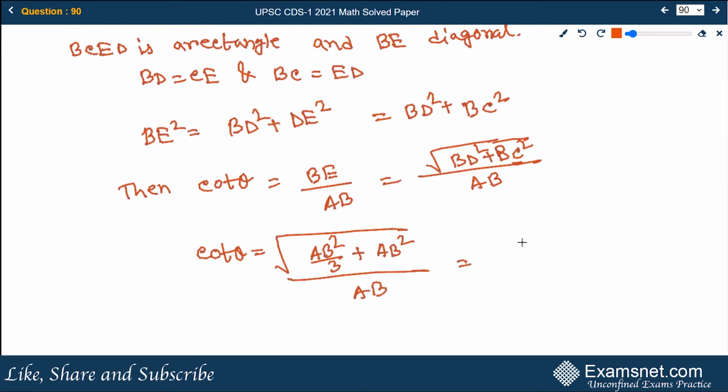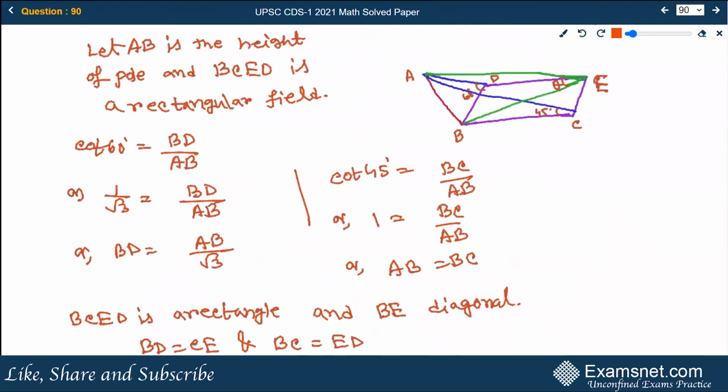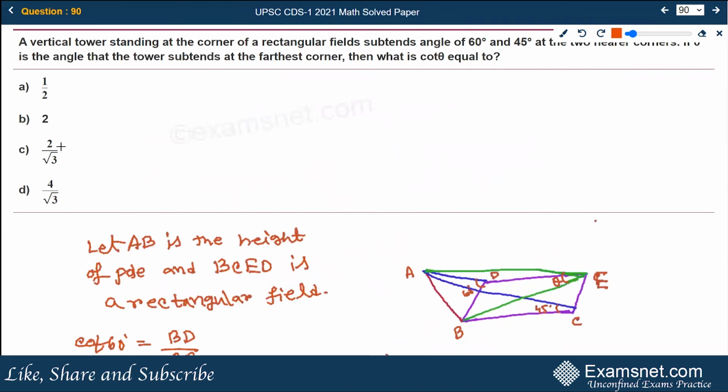So if we calculate this, we'll get the value 2 by root 3. Both AB will get cancelled. So here the value of cot theta becomes 2 by root 3. Now let's check the answer. Yes, option C is the correct answer. Yes, 2 by root 3.